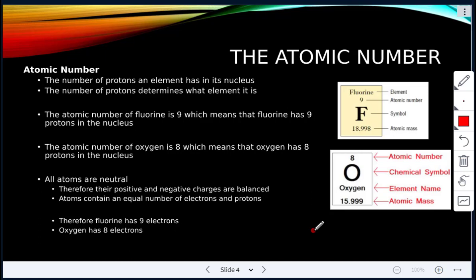Another thing to note is the atomic mass. If we look at these elements, you're given the element name, its atomic number, its symbol, and then the atomic mass. Same thing here, we have the atomic number, chemical symbol, element name, and the atomic mass.